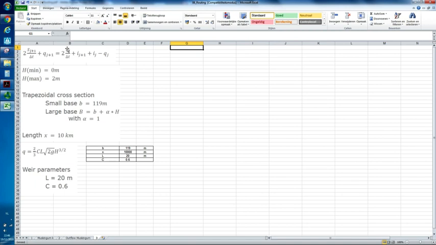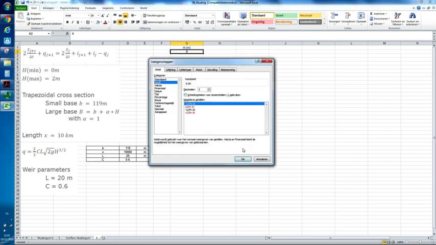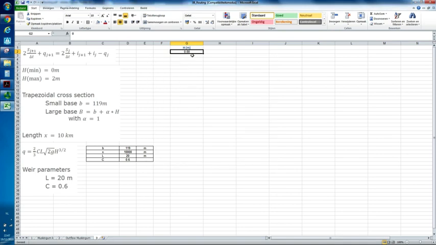Now, we know that our H value, the water level above the weir crest, can go from 0 to 2 meters. So let's write this in this column already. We go from 0, and let's add some digits behind the decimal sign.